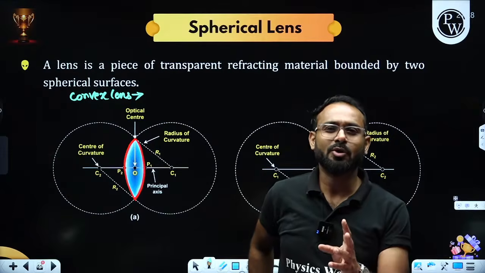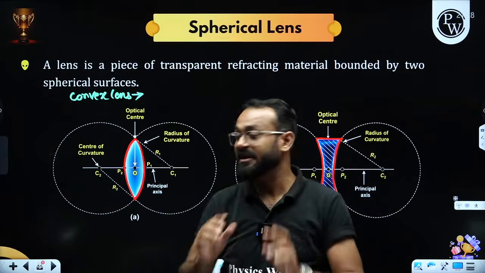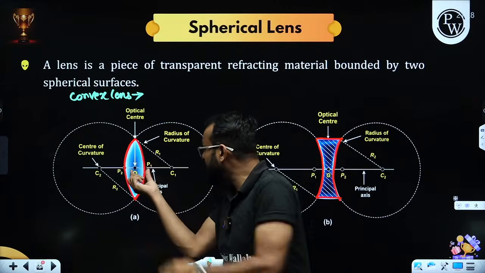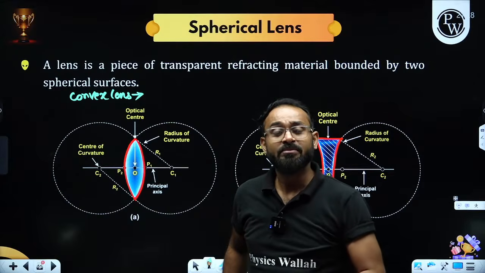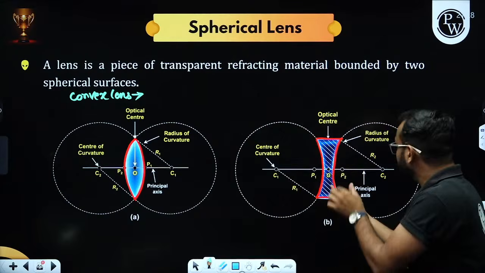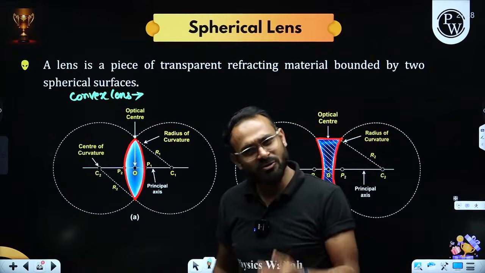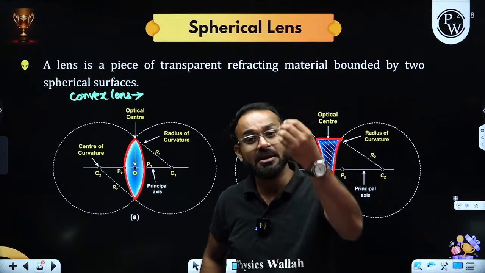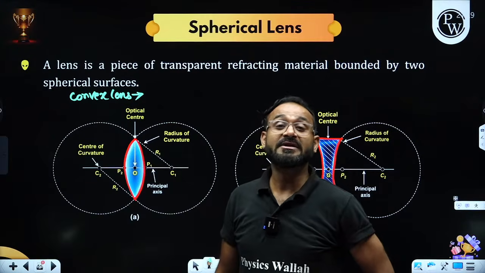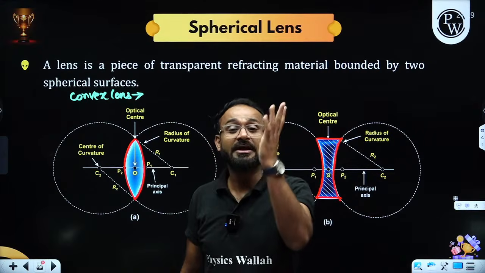That is quite simple. Very easy. It will be thick in the middle, thin at the edges. Look at the shape. This is how you would be able to identify it. What about concave? It will be thin in the middle, thick at the edges. Is this the definition that we can write in the examination? Yes. Convex lens: thick in the middle, thin at the edges. Concave lens: thin in the middle, thick at the edges.